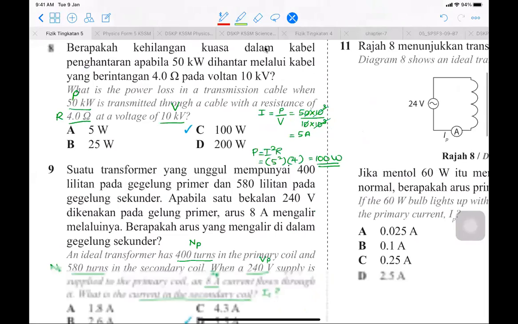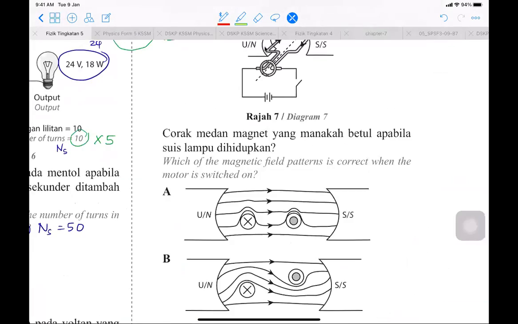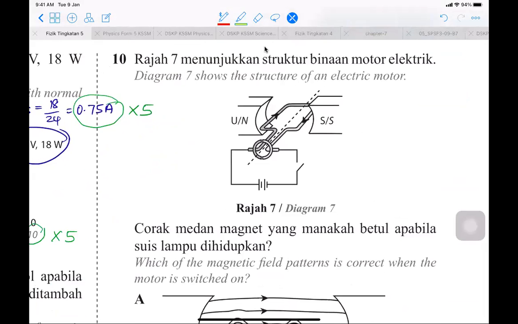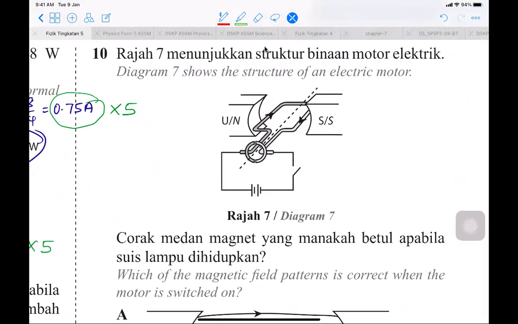Question number 10. Yeah. Question number 10, diagram shows the structure of an electric motor. What type of electric motor is this one? Is it DC motor or AC motor? DC or AC? DC because ada battery di sana. Okay, if you see a battery in the circuit, it means it is a DC motor.